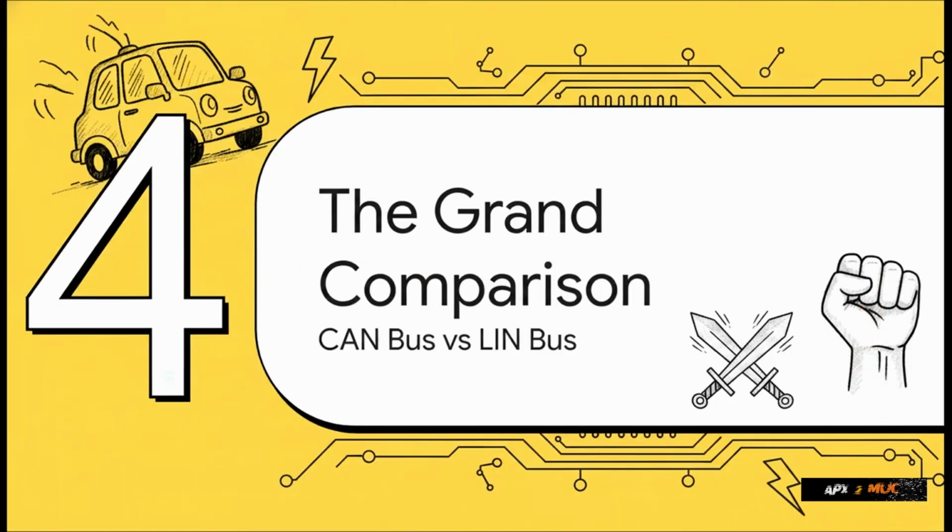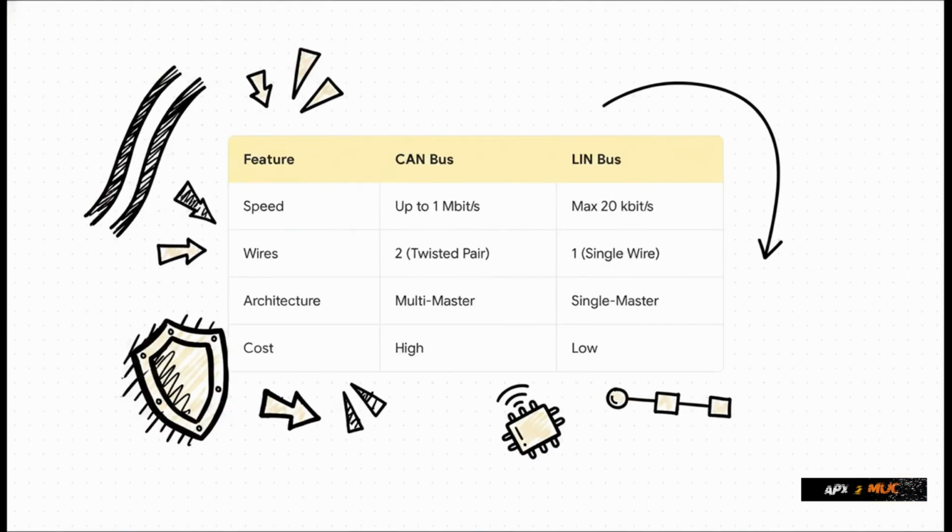Which brings us to part 4, the grand comparison. Looking at this breakdown, you quickly realize that choosing between CAN and LIN isn't about which one is better. It's a calculated engineering trade-off. CAN is vastly faster, it supports dynamic multi-master communication, and has highly robust error handling, but it absolutely requires 2 wires and much more expensive hardware. LIN, on the other hand, trades away that extreme speed and multi-master flexibility for immense cost savings, single-wire simplicity, and a beautifully lightweight protocol that can run on a basic, cheap 8-bit microcontroller.